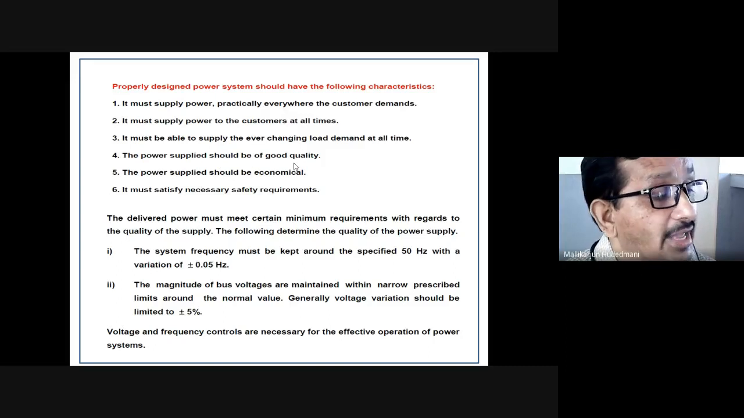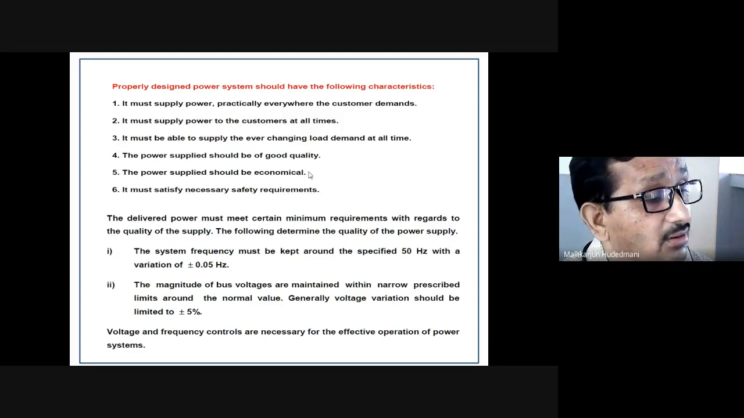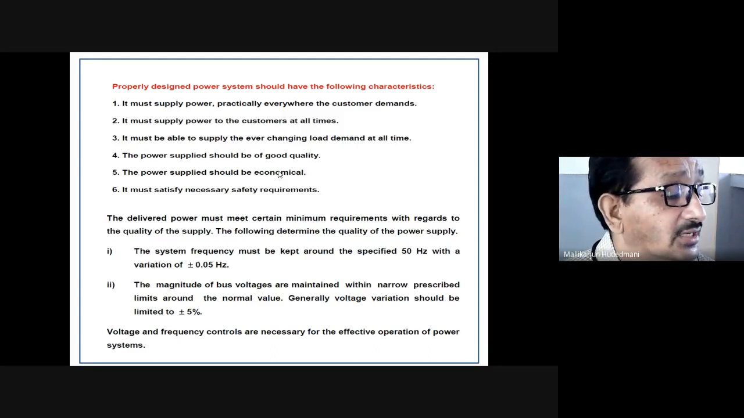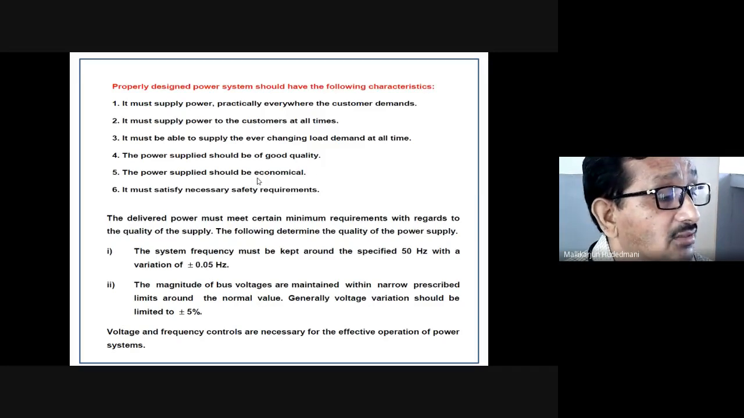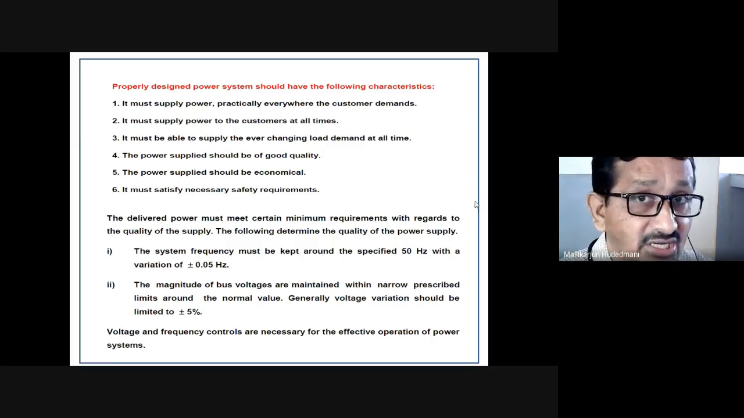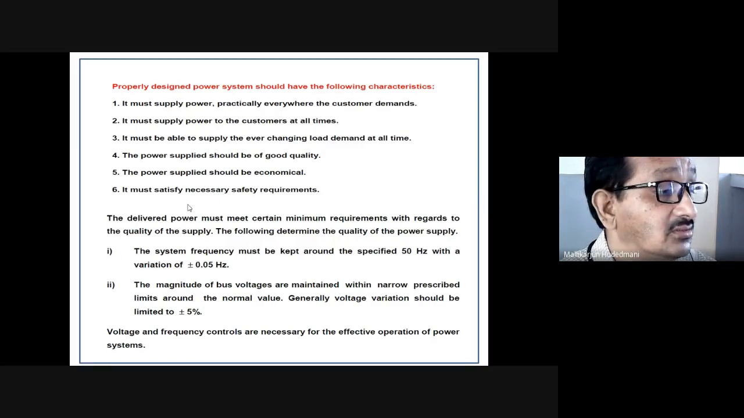Then the power supply should be economical. This is the most concerning parameter from the energy side, because when you generate power, somebody should be there to purchase it. So people will purchase if it is affordable or inevitable. So it should become cost effective. Everybody who is connected should be able to consume the power and pay for what they have consumed. So the economic concern for the megawatts produced and the megawatts dispensed for the end user should be very economical to be in transaction or business. It must satisfy necessary safety requirements.